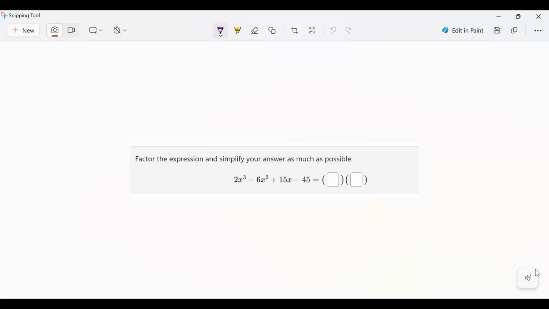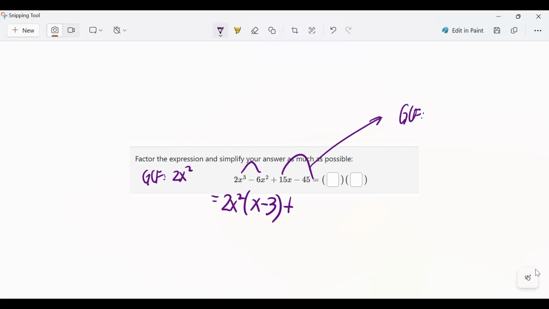Okay, let's go over the solution. First couple terms, the GCF is 2x squared. Let's factor out 2x squared. First term, x remains. Second term, minus 3 remains. Last two terms, GCF is 15. Plus 15, so 15 x minus 3.